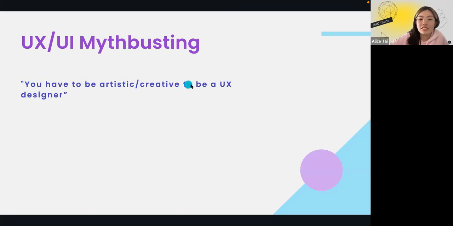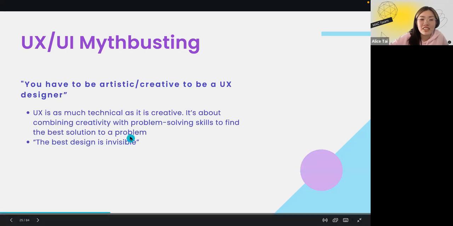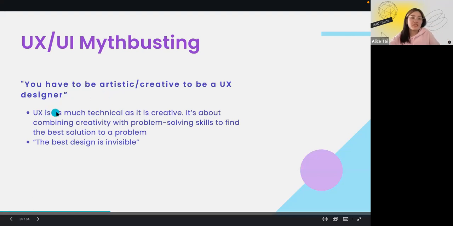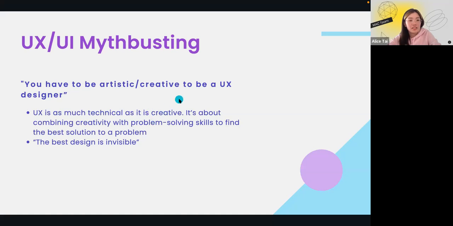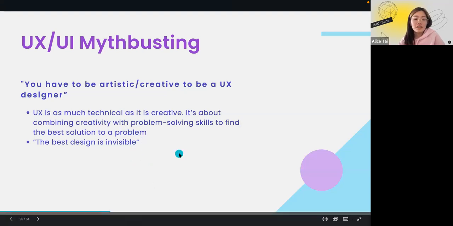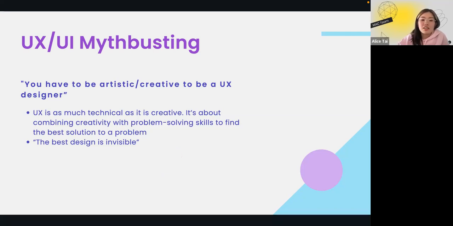And next one, you have to be artistic or creative to be a UX designer. That is also an incorrect assumption, because UX is as much about creativity as it is about your technical and problem solving skills. It's about combining creativity with problem solving to find the best solution to a problem. A quote I like to emphasize is that the best design is invisible. Good design that you see, say on Instagram or Facebook, is not flashy colors or over the top graphics and illustrations. The interface itself isn't really eye-catching, and that's what I mean by the best design being invisible. You don't even realize that it's good design. It's just effortless to use and overall has a really good user experience.